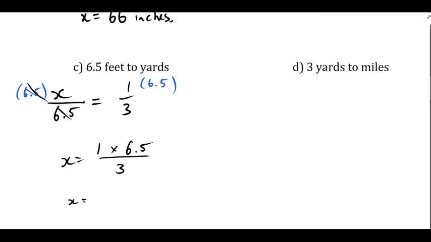So X is 6.5 divided by 3, which is what, Ethan? I rounded it to 2.2. Nice, 2.2. 2.2 yards, very good. Okay, try the next one.